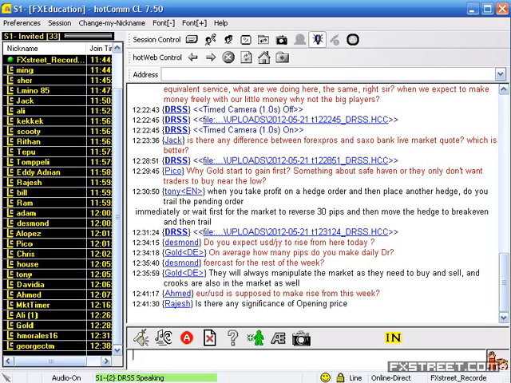Ahmed. Euro-USD is supposed to make a rise. After a dip during early European session, they are expected to make a rise. Is there any significance of opening price?